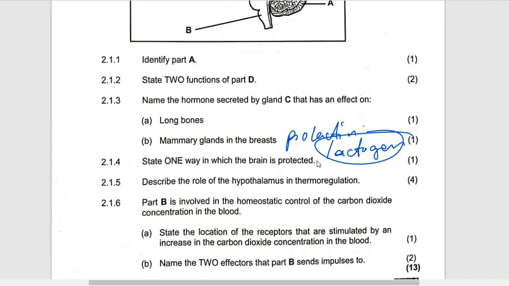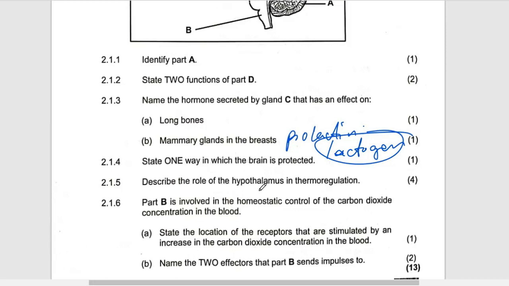And then they're saying that state 1 way in which the brain is protected. It's protected in 3 ways. By the 3 layers, which we call the meninges, the cerebrospinal fluid, and then also by the cranium. So it is this cranium, not the whole skull, because when you talk about the skull, it includes also the jaws. So you better use the word cranium. Remember, when you're talking about the brain size, don't talk about skull, talk about cranium.